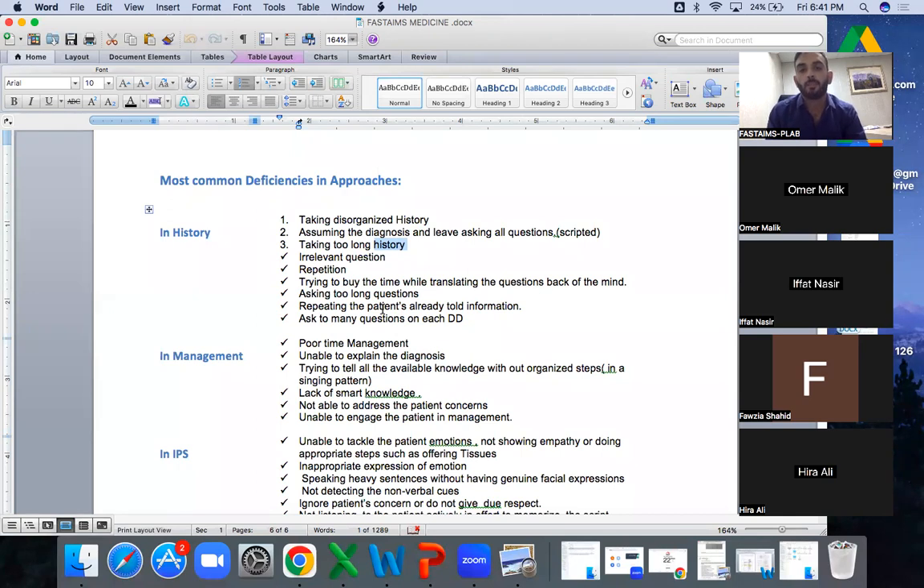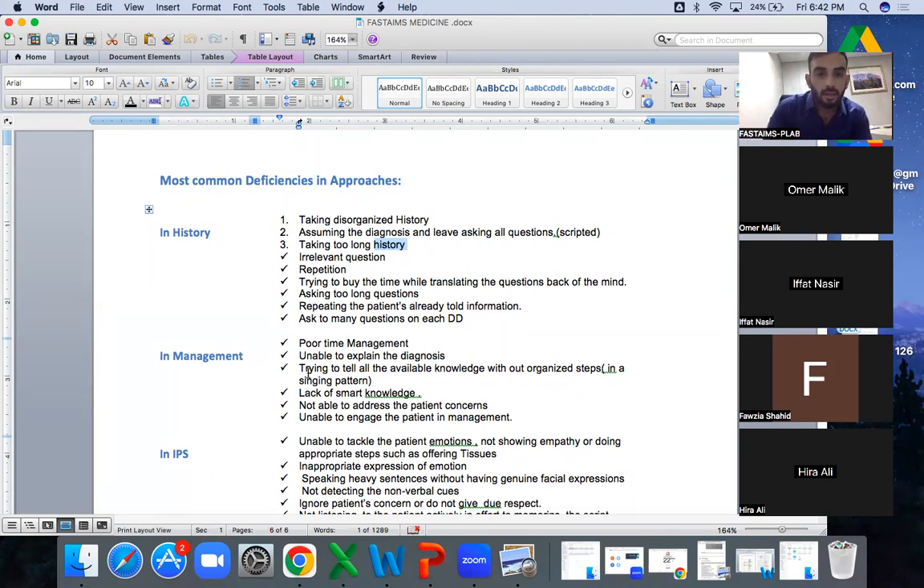Secondly, the management. Poor time management, we have talked about that already. Unable to explain the diagnosis. You are just saying, "From my assessment it is acute MI." No, just say the points you have already picked up. Say that from my assessment I have seen this and that, that's why you are having this.